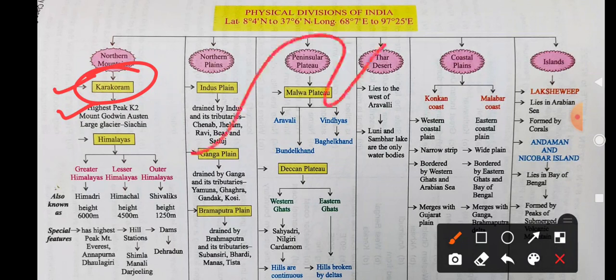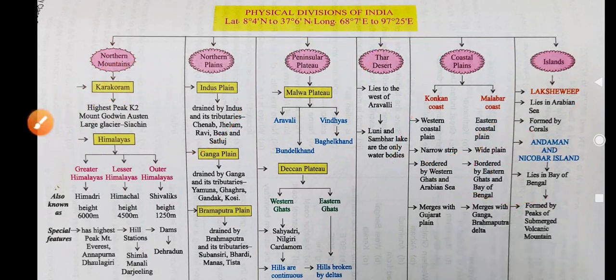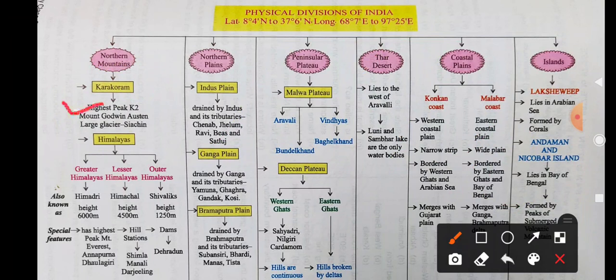Himalaya is completely a mountain range, but the highest peak Mount Everest is located in the Nepal section. Same like that, in the Karakoram range there is a highest mountain peak which is named K2, also called Godwin Austen. And the large glacier Siachen is also located there. So I hope it is clear.